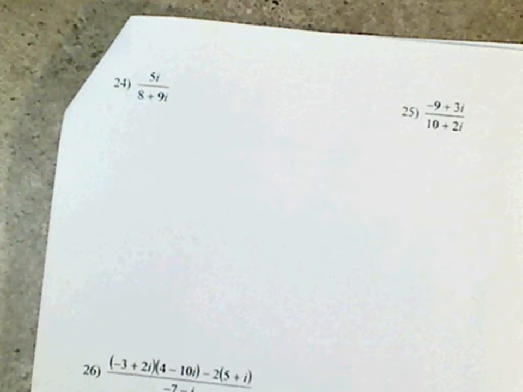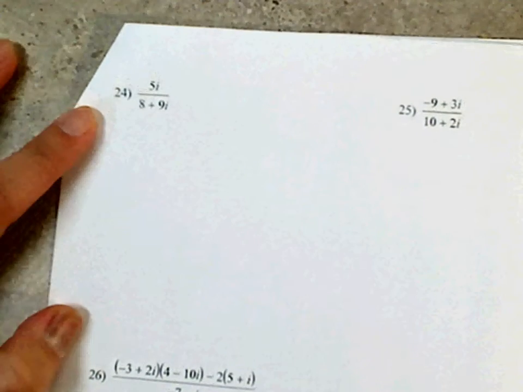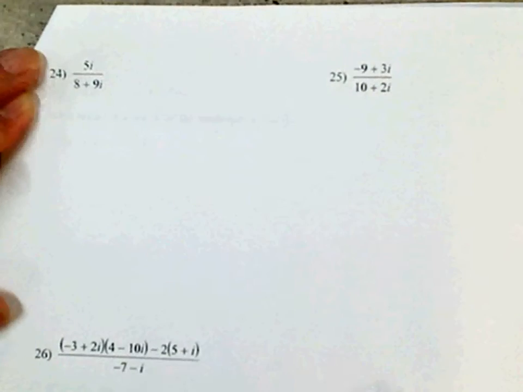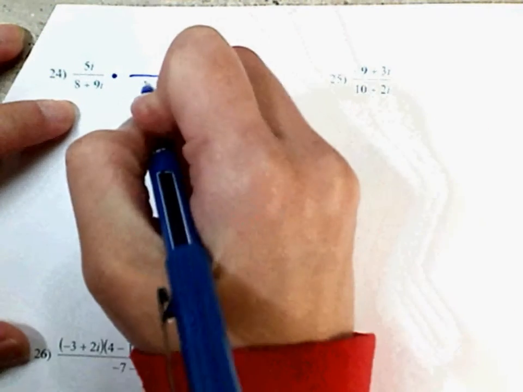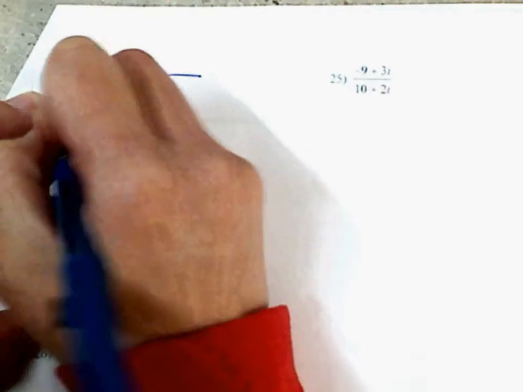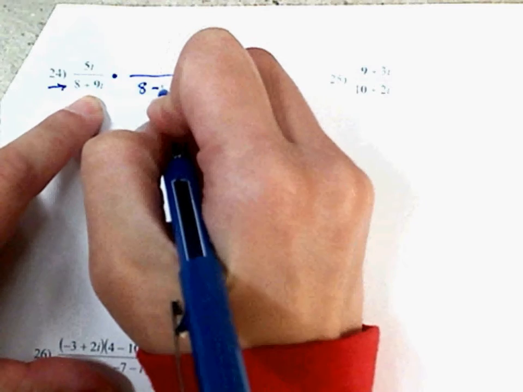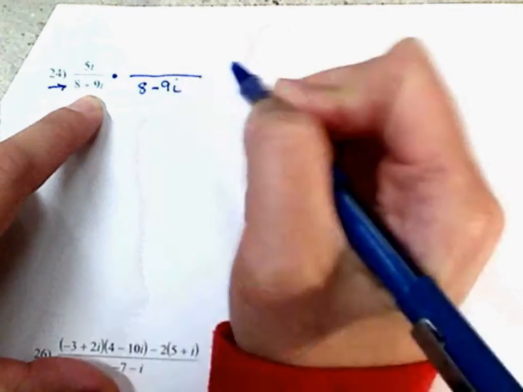Right, guys, here's page 5, number 24, 25, and 26. All right, on number 24. Okay, you're going to multiply it times your conjugate. So 8, only look at your denominator. 8, opposite of plus is minus 9i.